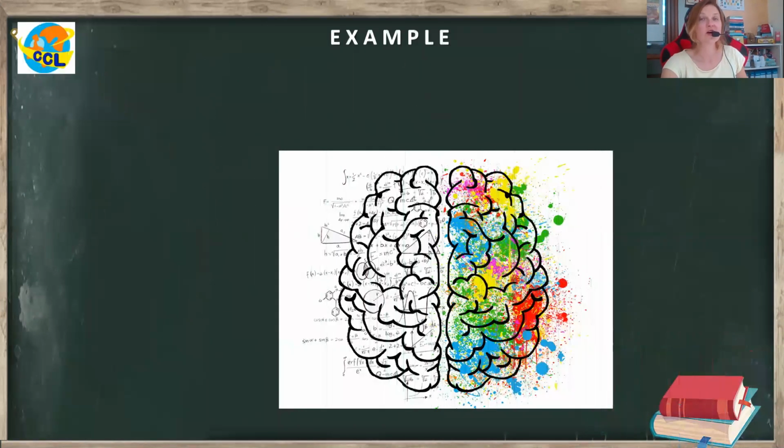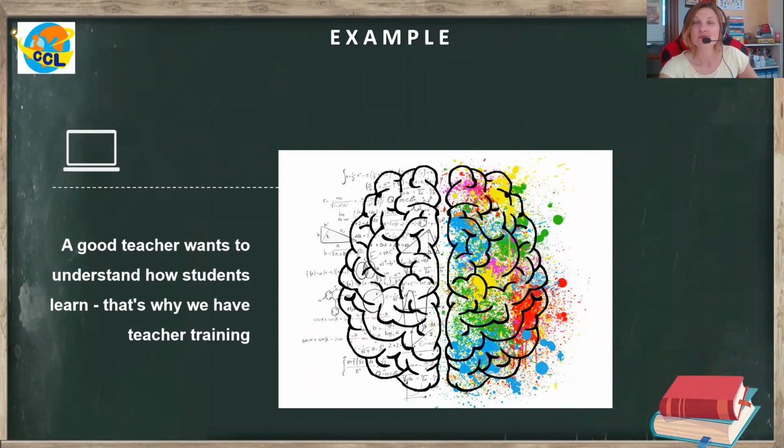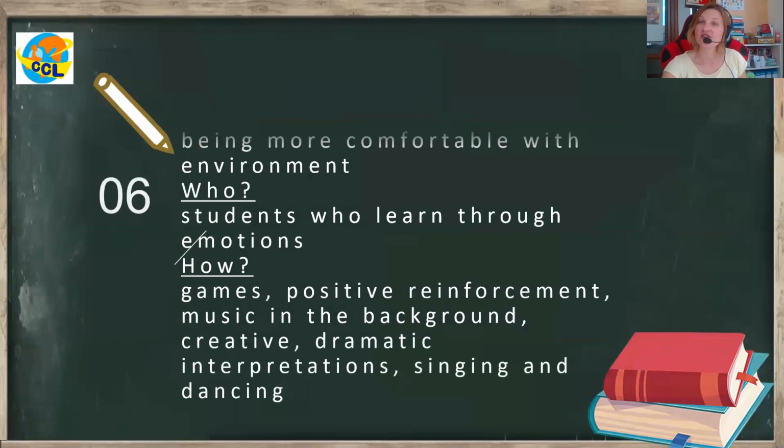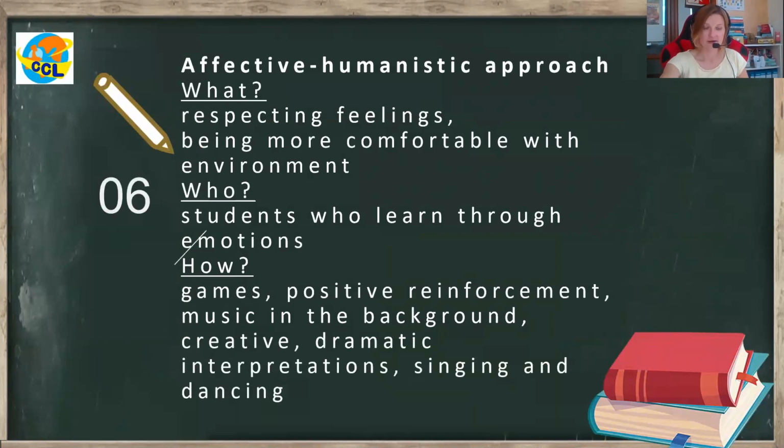Won't you agree? So that is why in CCL we have teacher training sessions in sets, because a good teacher wants to understand how students learn. That's why we have these sessions, to improve our understanding and to make the teaching more effective and enjoyable for the students, right? Now, the sixth method started in 1980. In 1970, sorry, I moved on already, and it was the effective humanistic approach.